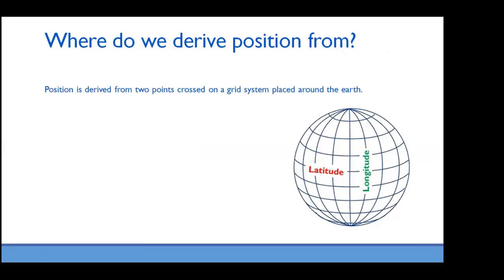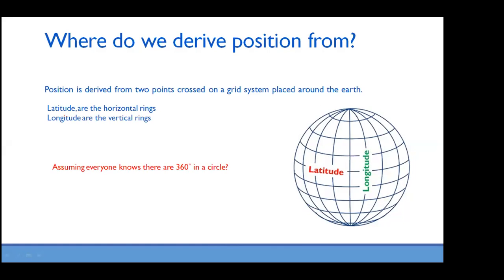Okay. With that basics, where do we derive our position from? I'm pretty sure all of you have heard of lat and long. It's a grid system placed on top of the planet. You can't find the lines out there, so don't look for them. Latitude is our horizontal rings. Longitude are vertical rings. The two together make a grid.